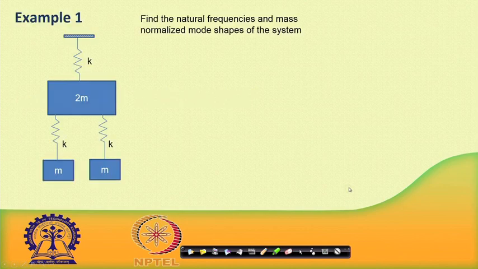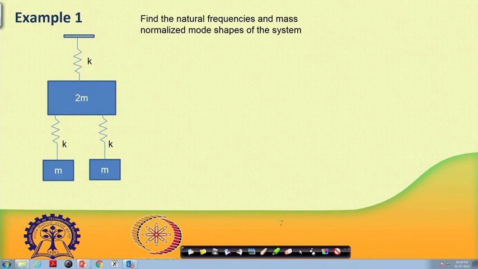Hello. So, today we are going to solve certain examples on multi-degree of freedom systems. In the last lecture we discussed the various properties of mode shapes and natural frequencies, what is meant by orthogonality of mode shapes, and what is meant by mass normalization. Today we are going to solve some numerical examples to show how to implement these concepts.